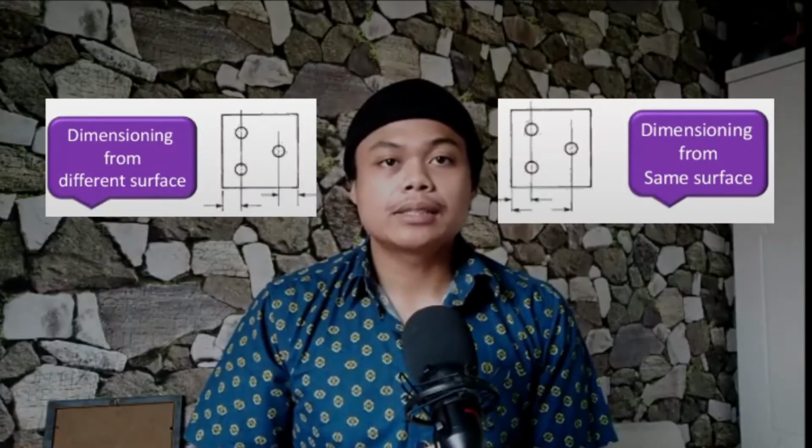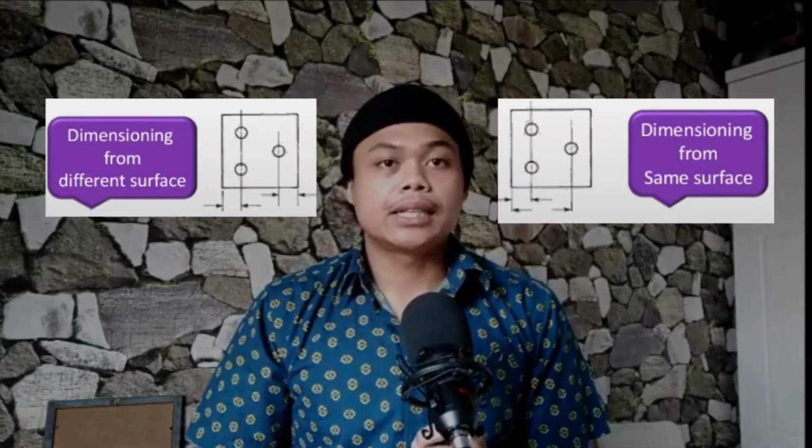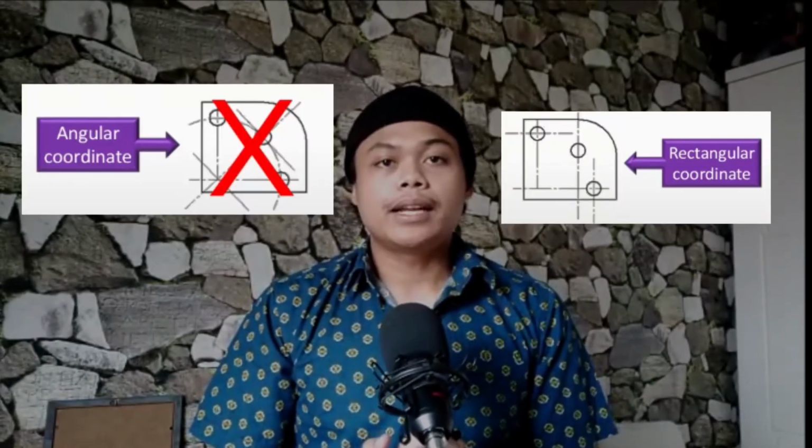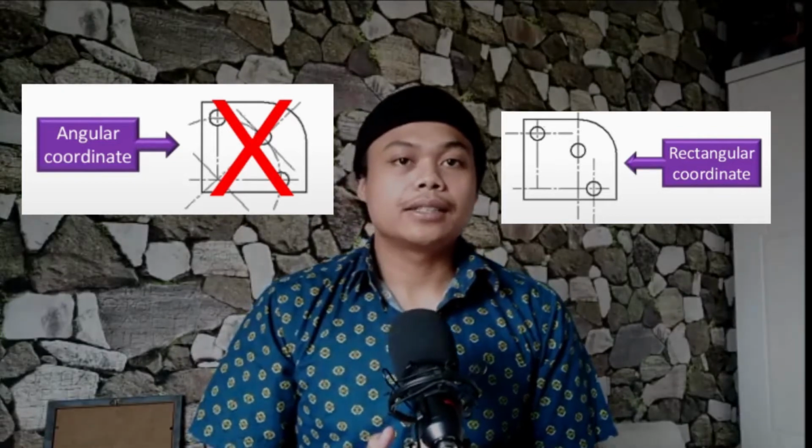A minimum diameter of about 3 mm is preferred for hole drilling, as small diameter drills are more prone to breakage. It is required to dimension holes from the same surface to simplify fixturing. Sixth, rectangular coordinates are more preferable than angular coordinates to designate the location of the hole.